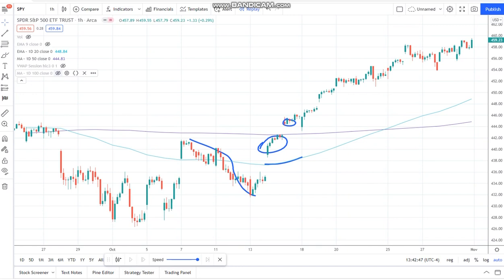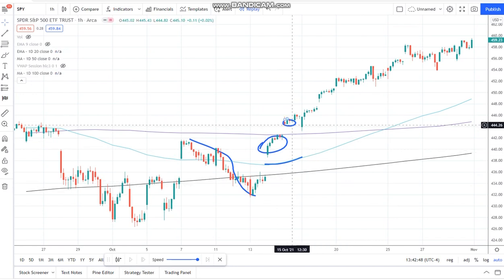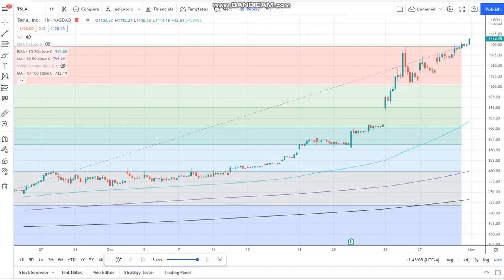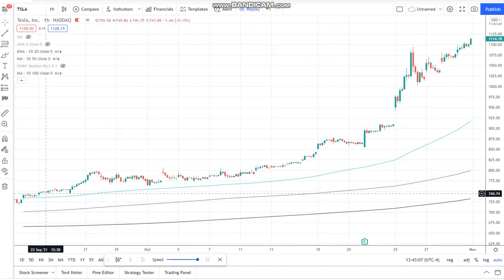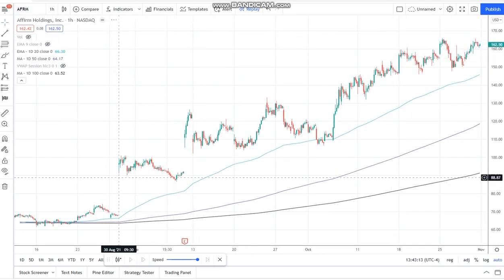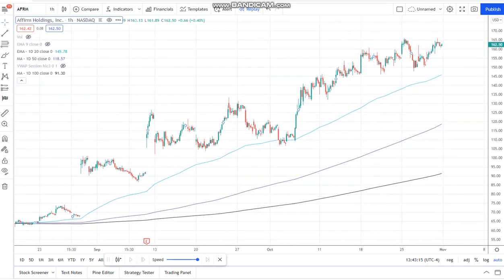If I put in the MA100 also, can you see that as of this point, 15 October, it is above the MA50, above the EMA, above the MA100. This is definitely a major strong uptrend. It should go up. Same example as Tesla, right? All above, go fly. Same as Affirm. Above all the 3 lines, fly and fly and fly.